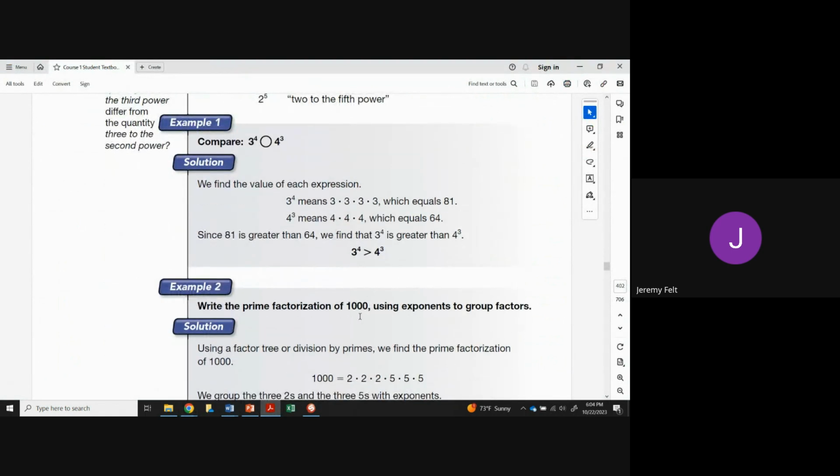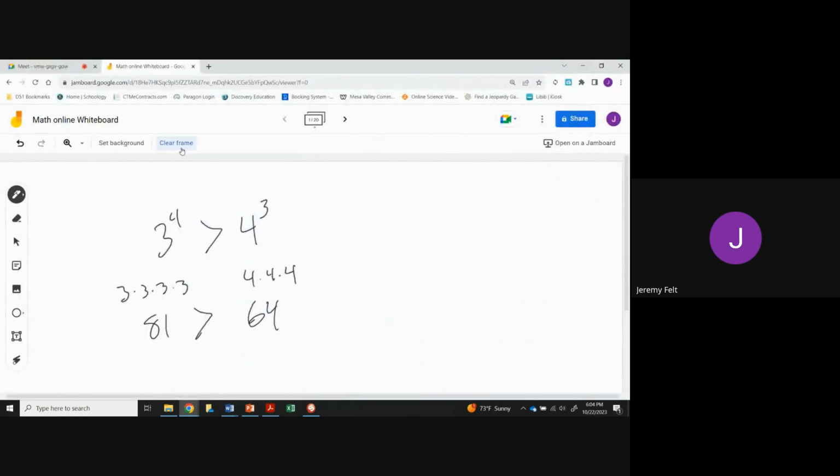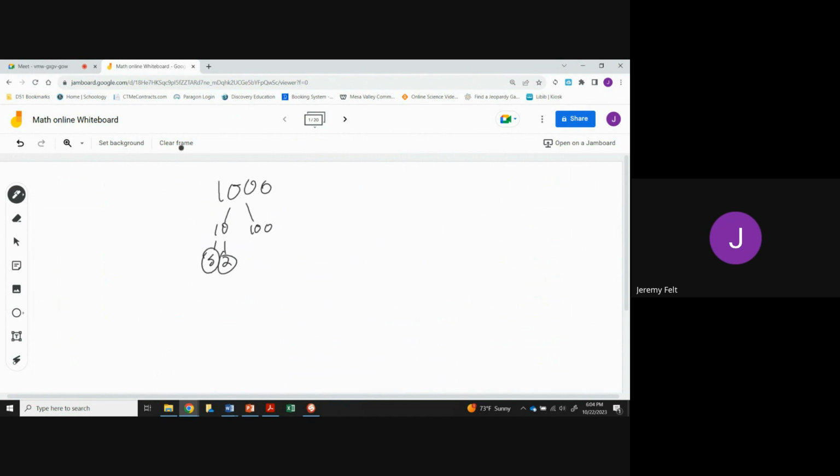Okay, if we're doing prime factorization of 1,000 using exponents to group the factors, I prefer this kind of tree method, though there's also division by primes, just because it visually makes more sense to me. I want 10 times 100 is 1,000, and 5 times 2 is 10. Those are prime numbers. So I'm going over here. 10, I know 10 times 10. I just did that. So 5 times 2, 5 times 2.